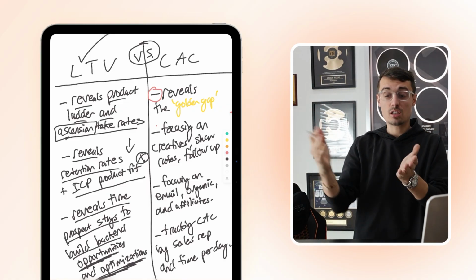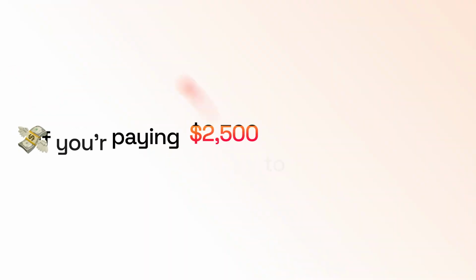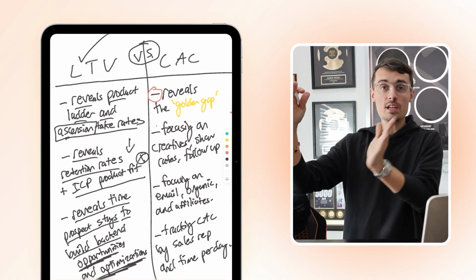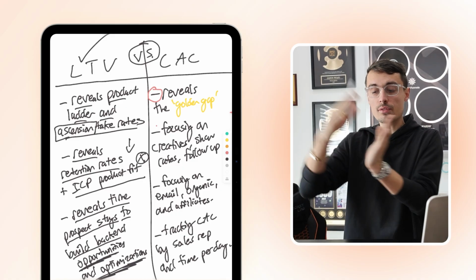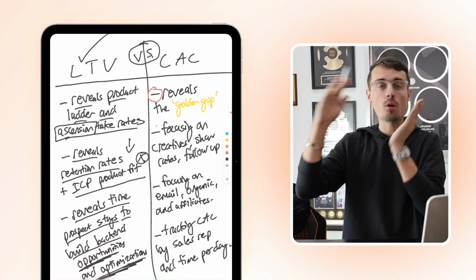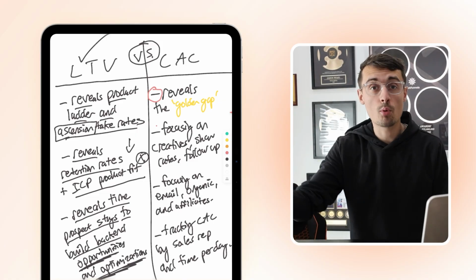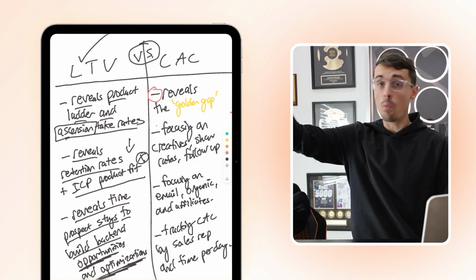So that's why I talked about price elasticity before. If you're paying $2,500 to get a customer, you better get 10K. Okay. If you're getting 3K, then you got to raise your prices to 12. Like, you have to play this golden gap. So you have room for payroll, maybe unnecessary expenses or things that just pop up, or you start running more ads and costs rise more than you thought.